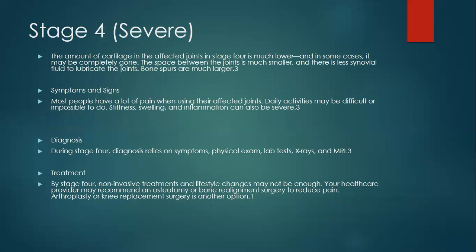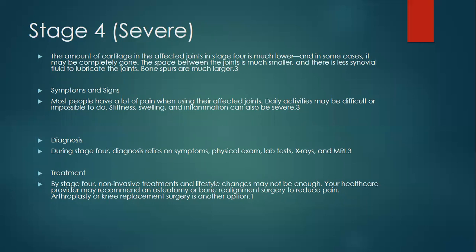Stage 4 is where the osteoarthritis has reached its severe stage. The amount of cartilage in the affected joints in stage 4 is much lower, and in some cases, it may be completely gone. Signs and symptoms will be as usual. There will be pain in the affected area. The ADL, that is the activities of daily living, will be difficult or completely impossible. Stiffness, swelling and inflammation can also be severe.